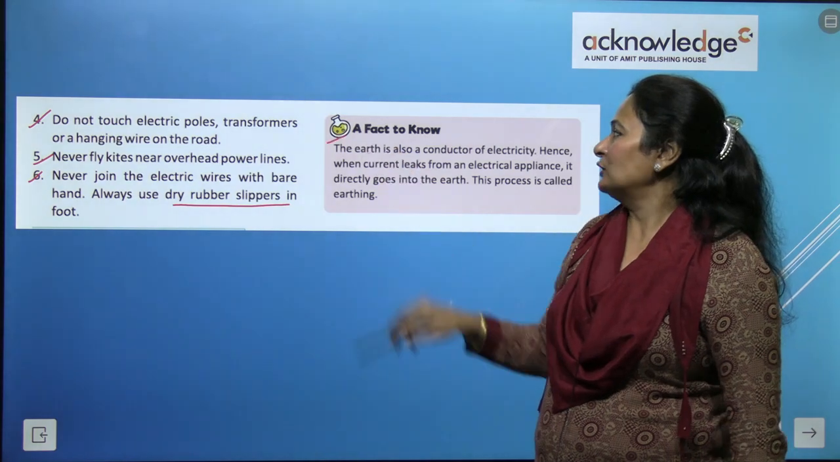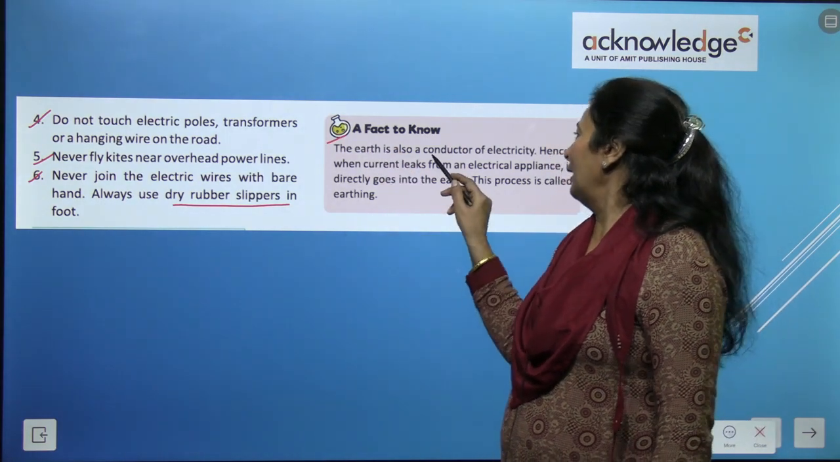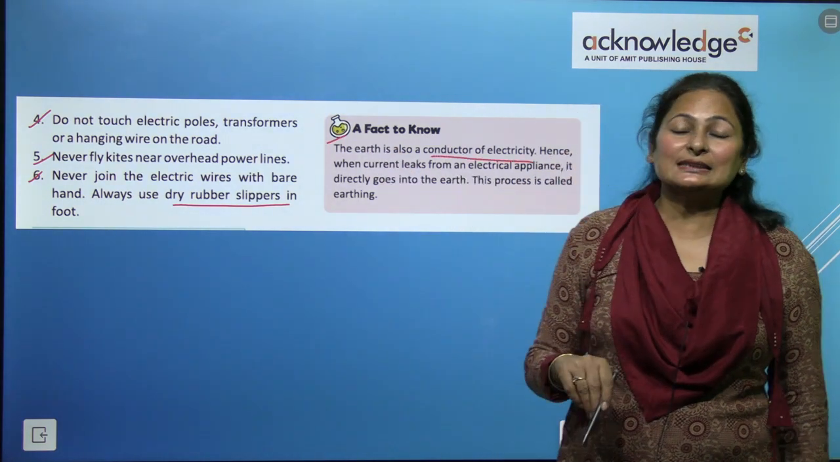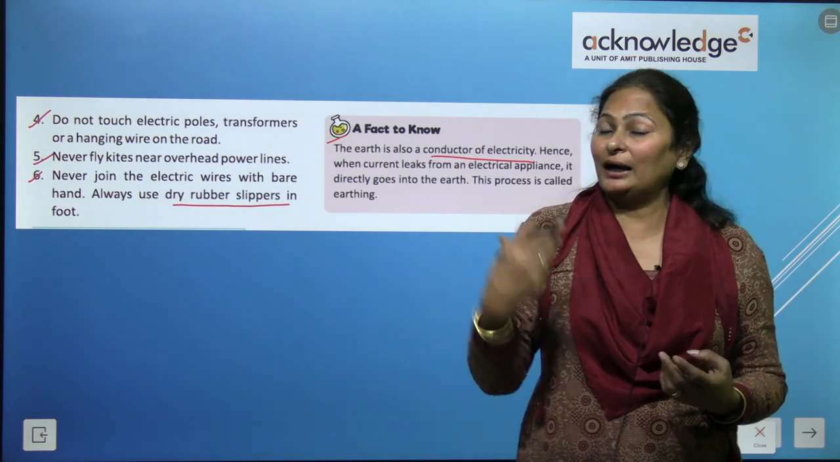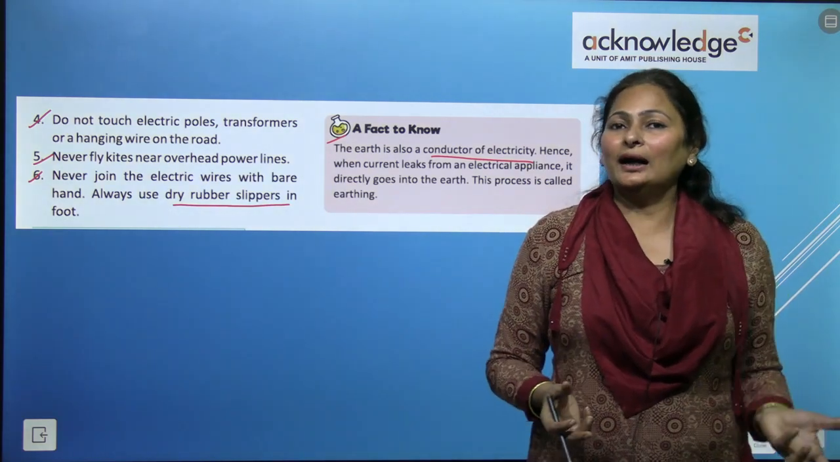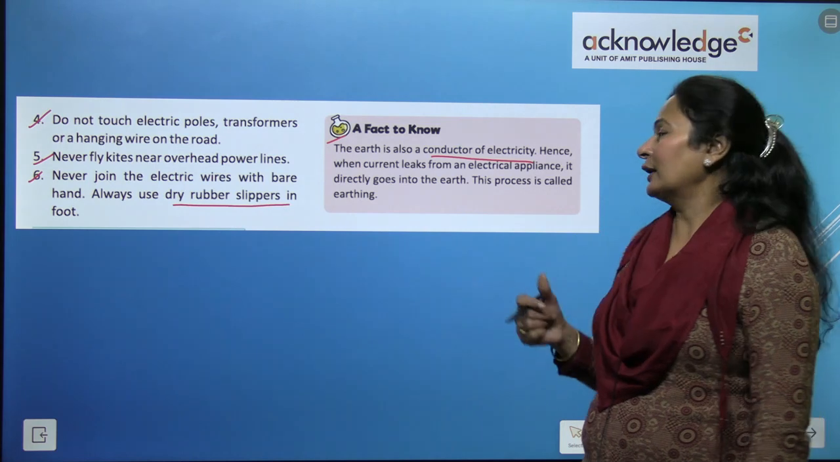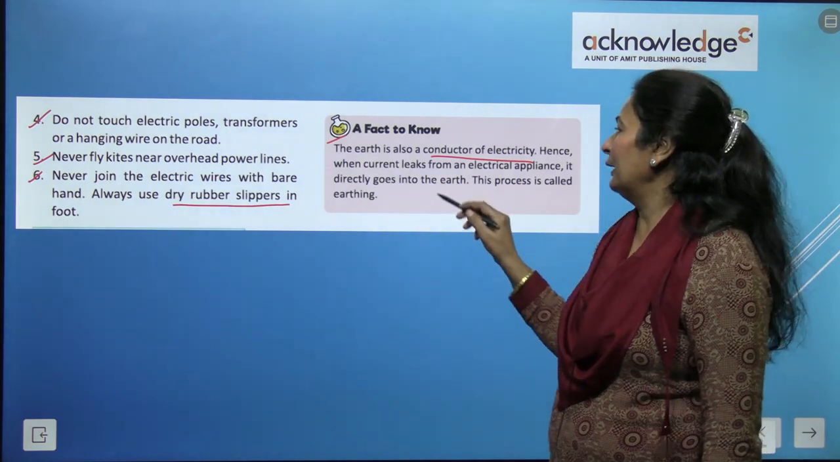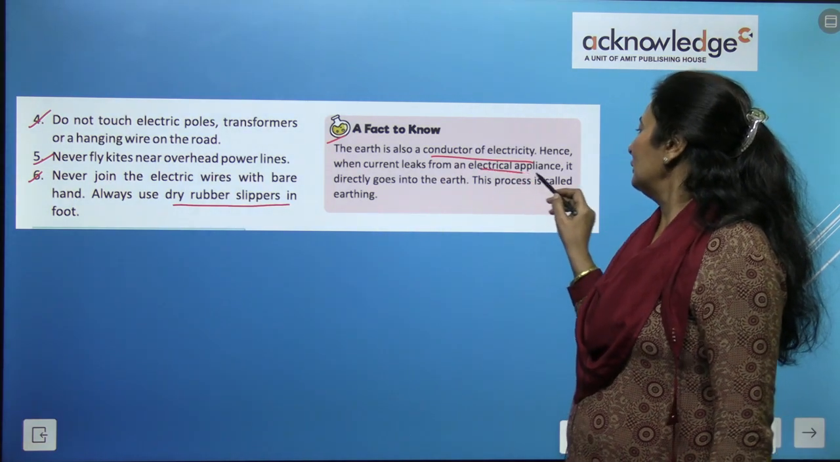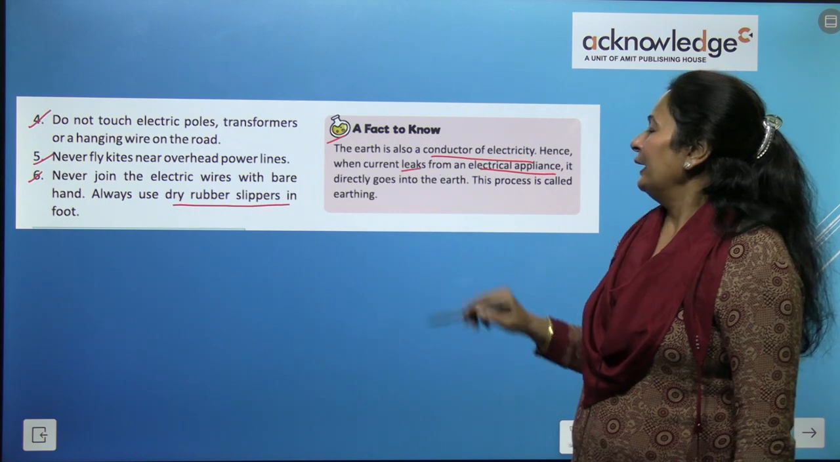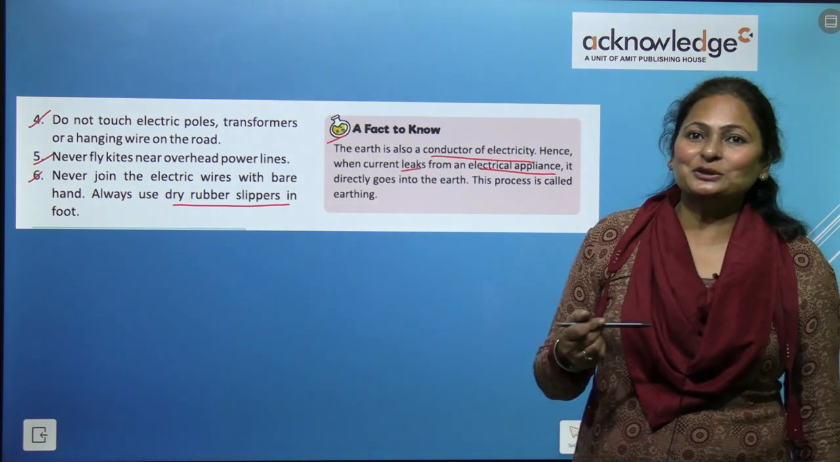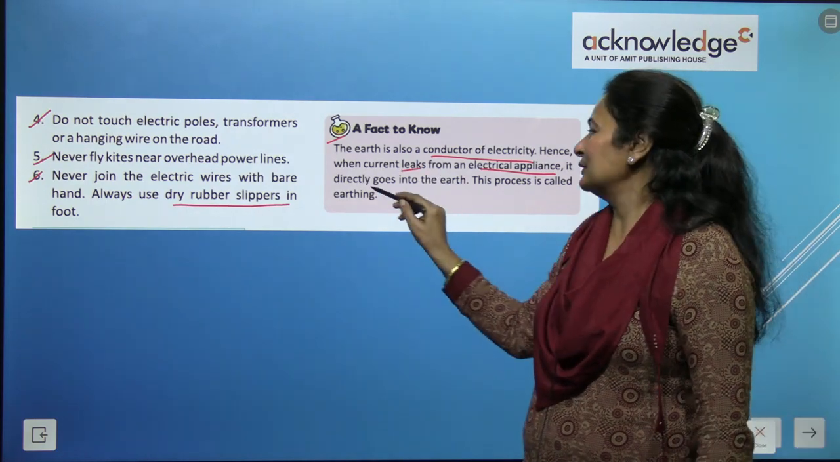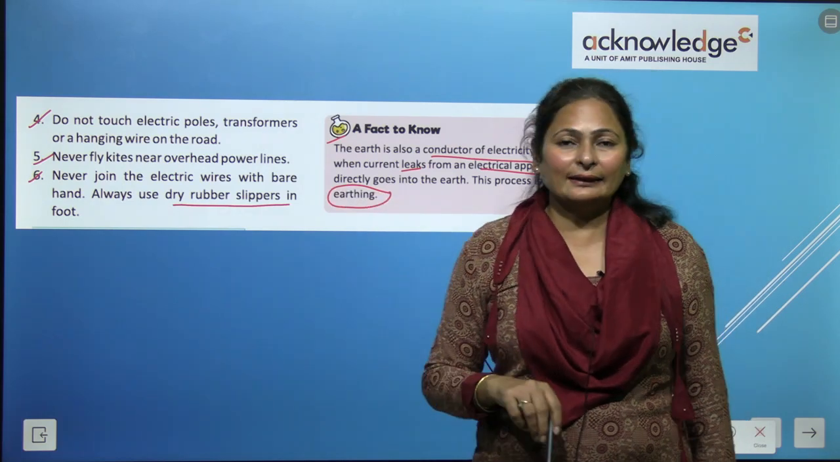So here is a fact to know. Earth is also a conductor of electricity. We are human beings, we are conductors too. Earth is also a conductor of electricity. Hence, when current leaks from an electrical appliance, it directly goes into the earth, and this process is called earthing.